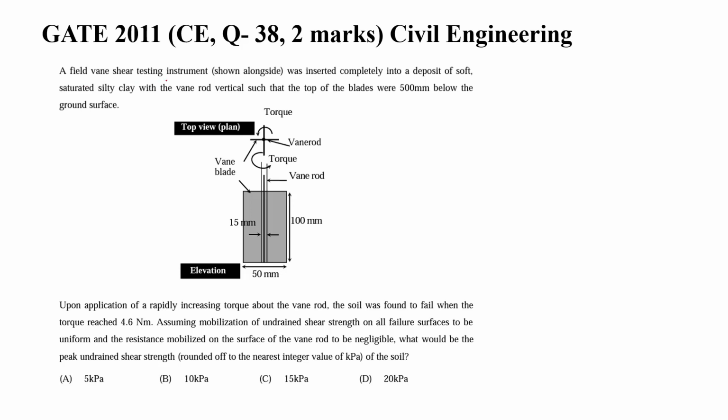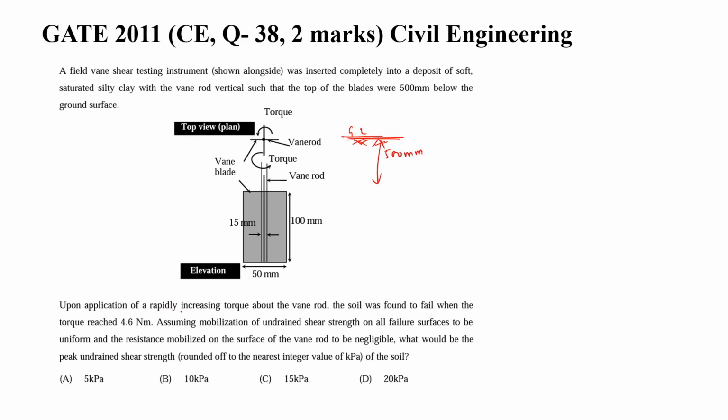A field vane shear testing instrument shown in this figure was inserted completely into a deposit of soft saturated silty clay with the vane rod vertical, such that the top of the blades were 500 mm below the ground surface. Suppose this is the ground surface. These are the vane shear blades, well below the top of the soil ground level. So this is 500 mm.